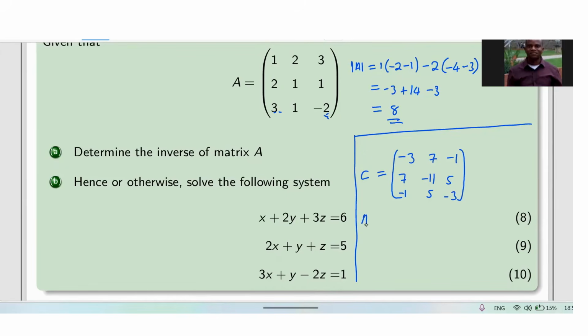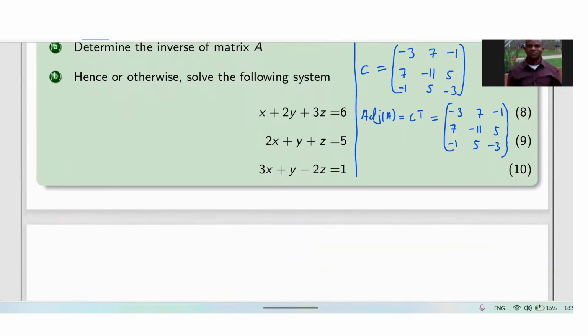And we know the adjoint of matrix A is equal to the transpose of the matrix of cofactors. So if we transpose the above matrix, we're going to have -3, 7, -1, 7, -11, 5, then -1, 5, then -3. So this is our adjoint matrix.